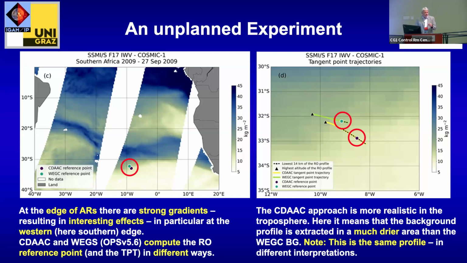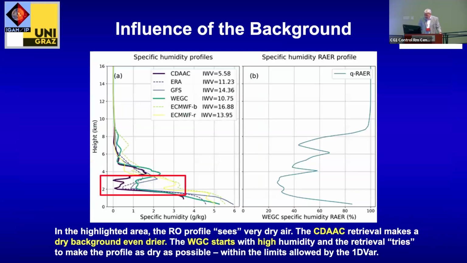And this can serve as an unplanned experiment, if you want. What does the retrieval do if we start with totally different backgrounds? Because there are such sharp gradients, in this example, for example, the CDAC background has been taken at a drier location than the Wegener Center background. And what comes out here, if we look specifically at this height area, at least the explanation would be consistent with that.